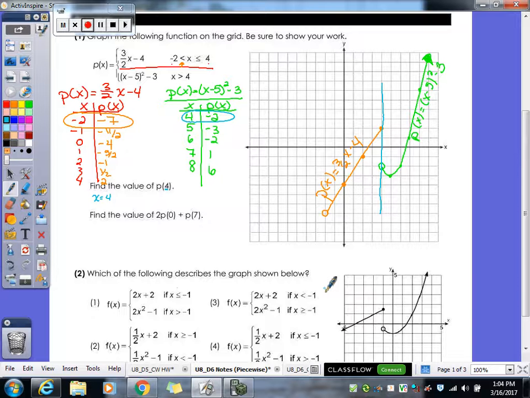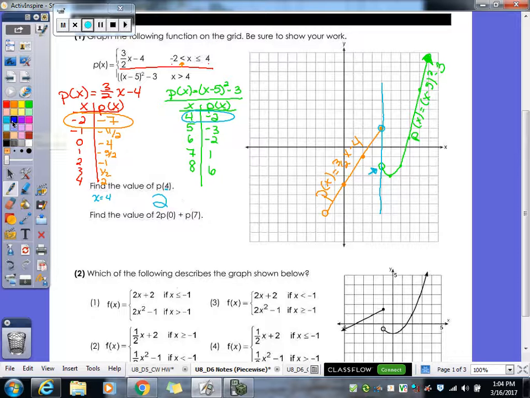2, but do we really have 2? That's why we got this open circle. Does that point count? No. So what is the value where x is 4? It's going to be positive 2. You got to remember, those open circles mean those points don't count.